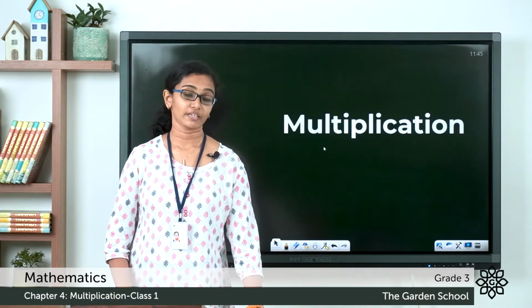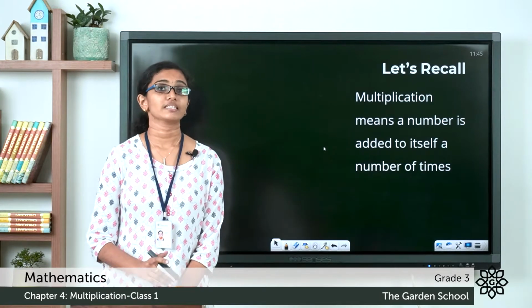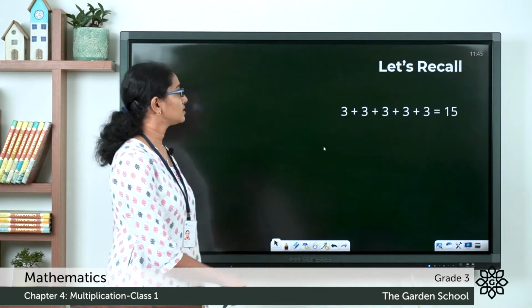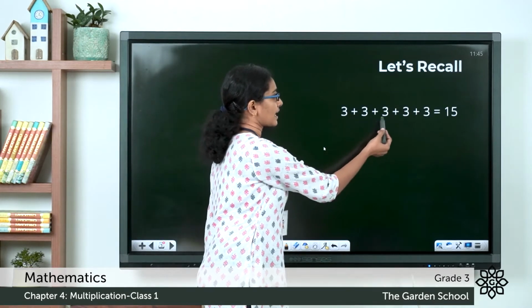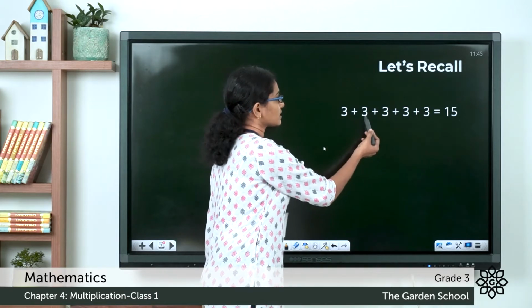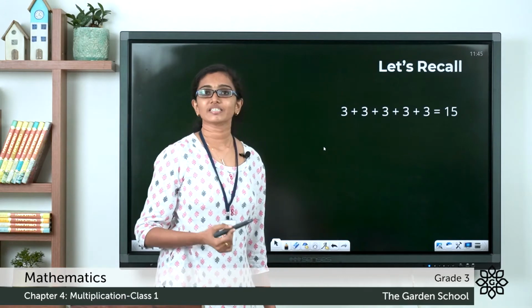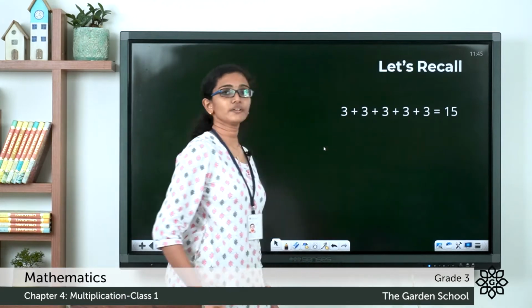So what is multiplication? Multiplication means the same number is added to itself a number of times. Look at this example. Here you can see the number 3. 3 is added how many times? 3 plus 3 plus 3 plus 3 plus 3. 1, 2, 3, 4, 5. 3 is added to itself 5 times and we get the answer 15.